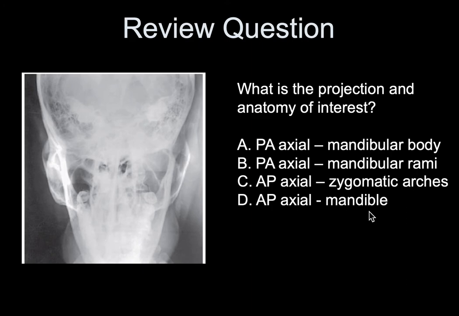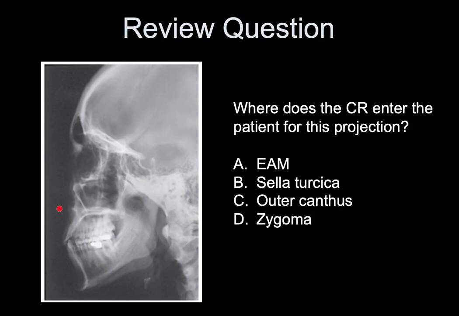What is the projection and anatomy of interest? So, PA axial. Is it the mandibular body, mandibular rami? Is it AP axial, the zygomatic arches, or the mandible? It is the zygomatic arches. We can see the zygomatic arches really clear right here, okay? Where does the central ray enter the patient for this projection? Is it the EAM, the sella turcica, the outer canthus, or the zygoma? It is the zygoma.